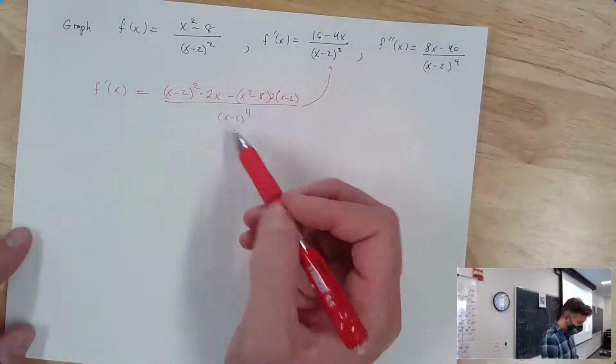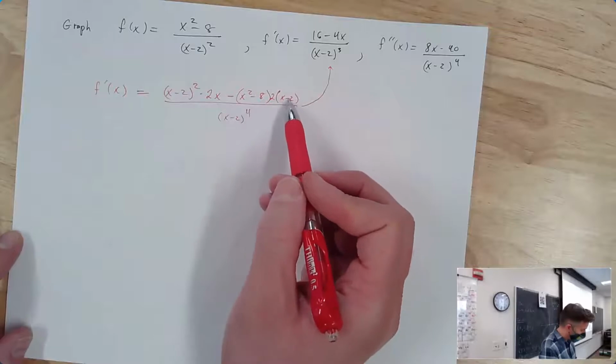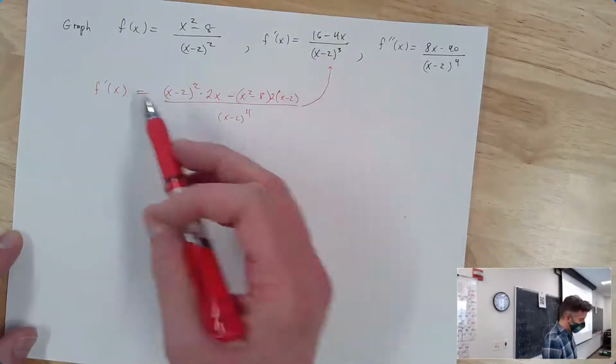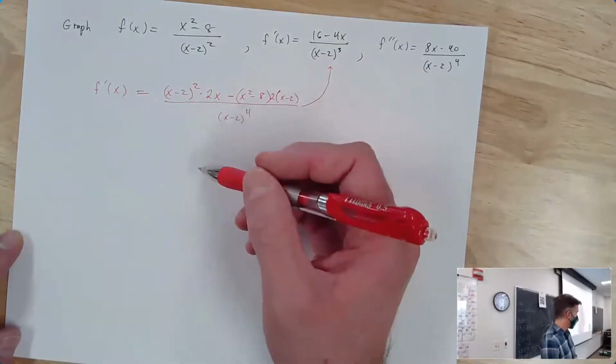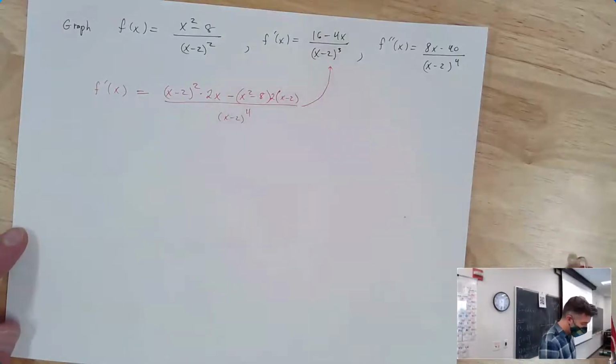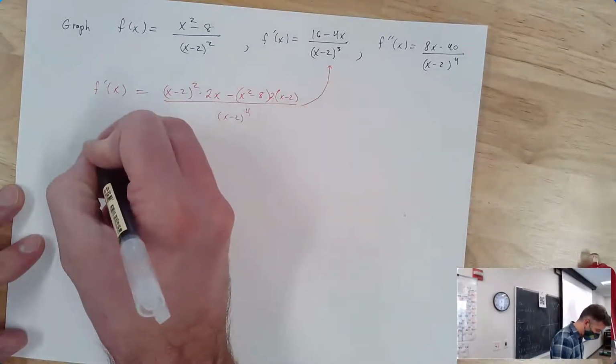Right? I know we squared it. You've got this 4, but then what's going to happen is you're going to factor out an x minus 2 from the top and cancel that x minus 2 with one of the x minus 2's in the bottom. The same thing is true when you find the second derivative.